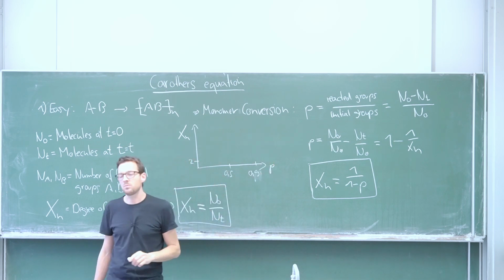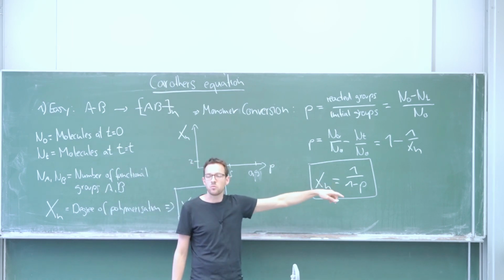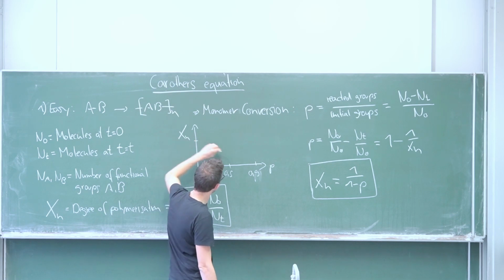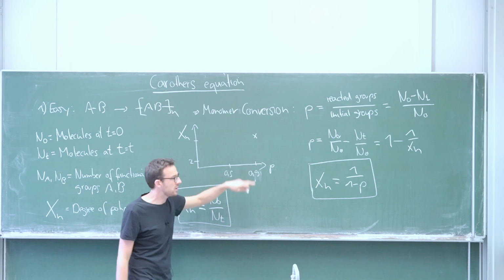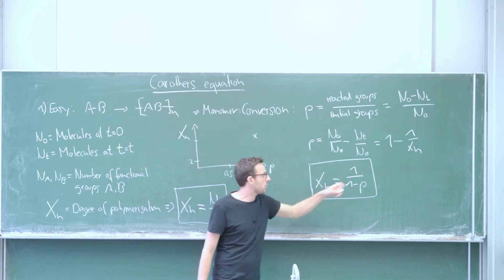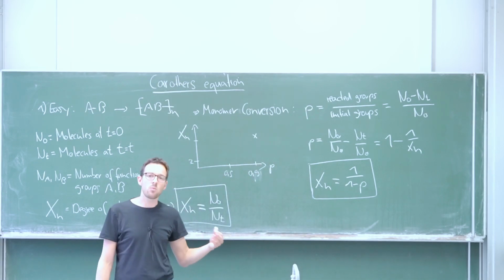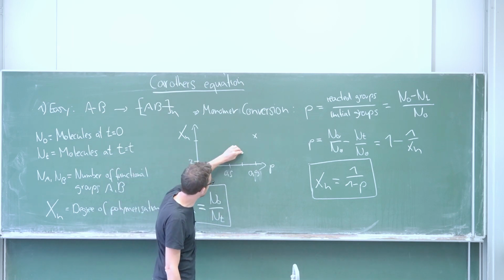So in this case, P is 0.9. 1 minus 0.9 is 0.1. 1 divided by 0.1 is 10. And if you pick something in between, let's pick maybe 0.7. 1 minus 0.7 is 0.3. 1 divided by 0.3 is approximately 3. So if we're here, then we're approximately maybe here.